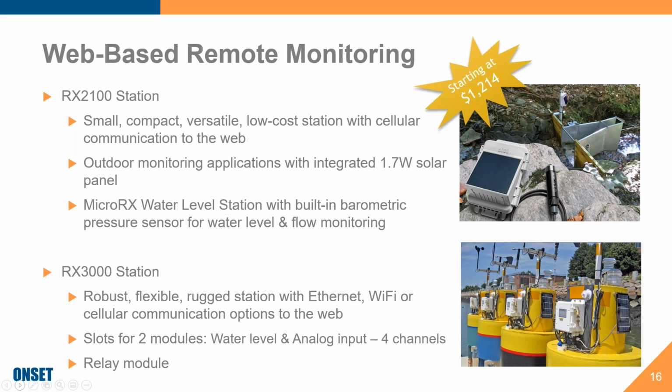We came out, I think 2 years ago now, with our RX2100 station. So we kind of called it our lower cost option. It has 5 plug-in ports, but you're going to access the internet through a cellular service and a cellular plan. It has a built-in 1.7 watt solar panel, which typically is enough for most applications. If you needed a larger panel, that can be added to it.